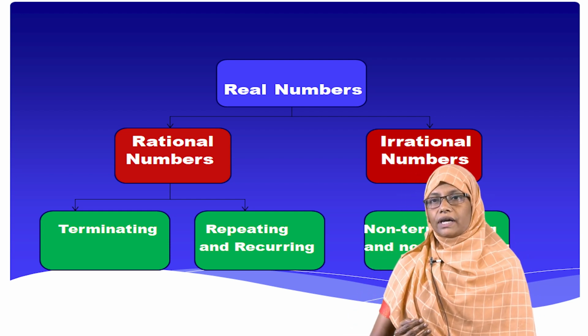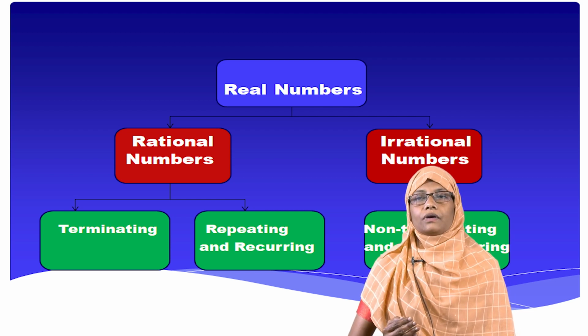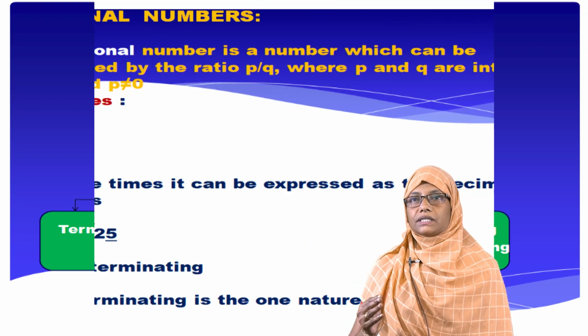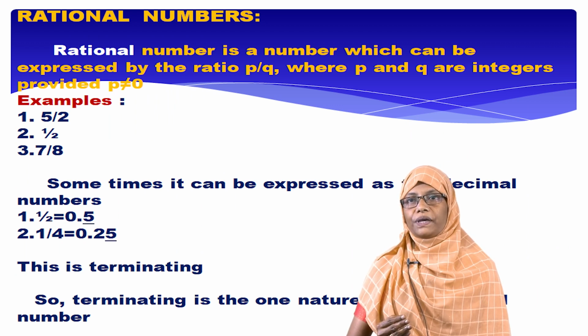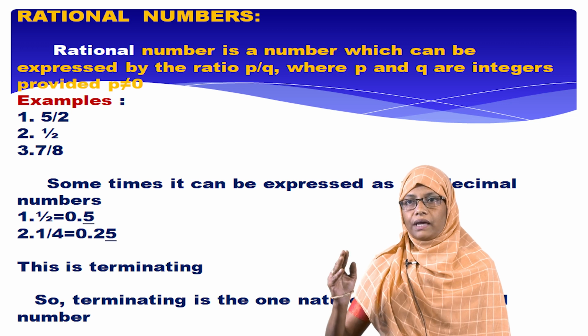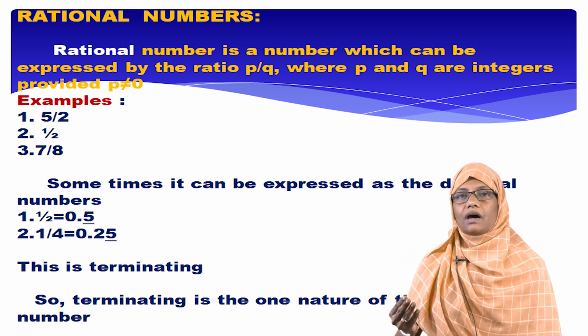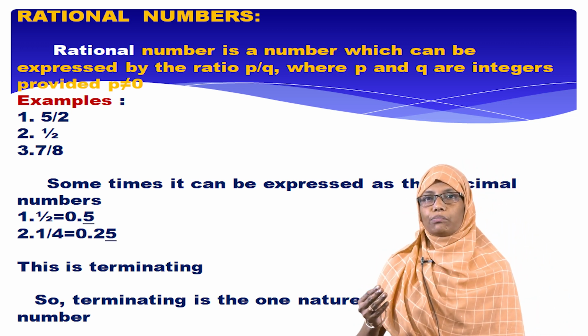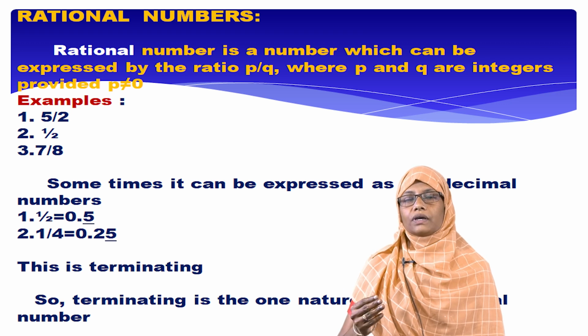So, we further try to understand what is a rational number. A rational number is a number which can be expressed as the ratio p by q, where p and q are integers, provided q is not equal to 0. The examples are 5 by 2, 1 by 2 and 7 by 8. It is in the form of p by q.